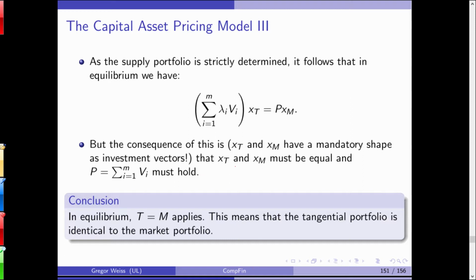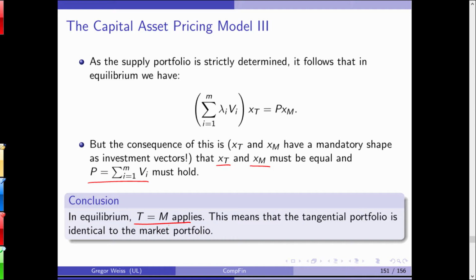The consequence of this is that actually X_T and X_M must be equal, and P equals the sum of all the individual investors' wealth. And in equilibrium, T equals M, and this means the tangent portfolio has to be the market portfolio. This is the basic result and the fundamental result of the capital asset pricing model, that you start with an obscure tangent portfolio which you don't know anything about, but it turns out that the tangent portfolio is always the market portfolio. And this again is another fundamental brickstone for passive portfolio management, because it's not just passive portfolio managers buy the tangent portfolio, but passive portfolio managers buy the market, and you cannot beat the market.